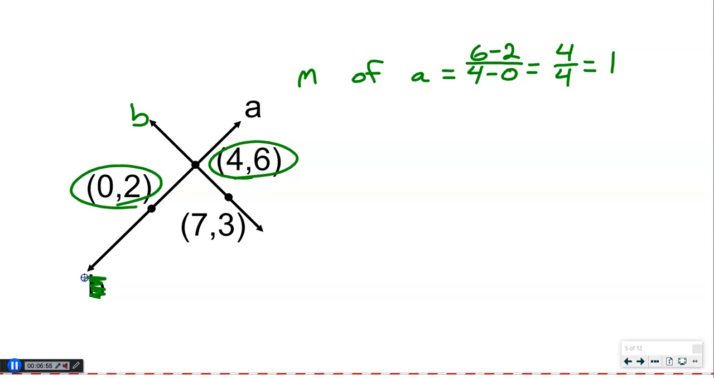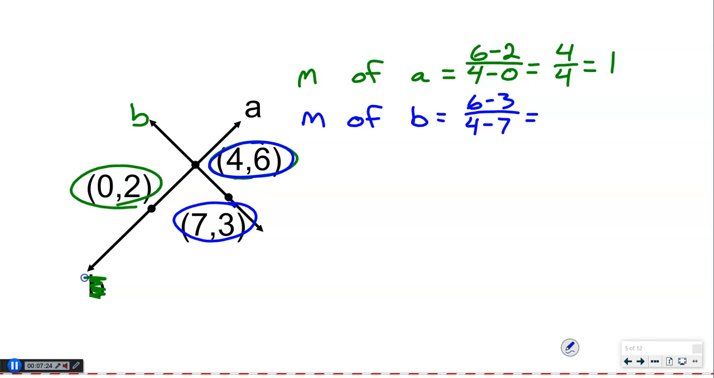Then we need to find the slope of B. Our points that lie on line B are (4, 6) and (7, 3). So we'll take our y2 minus y1, so 6 minus 3, over x2 minus x1, 4 minus 7. So we get 3 over negative 3, which simplifies to negative 1.